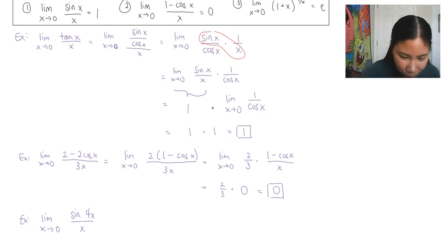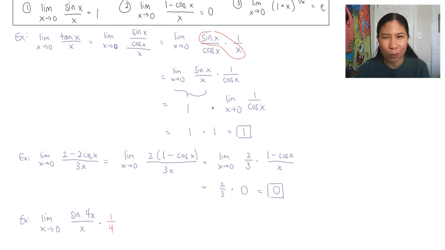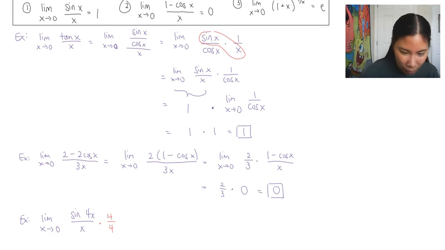So what I'm going to do, it's kind of tricky. I'm going to multiply this by 1/4. But of course, I can't just multiply something by 1/4 because that changes the value of it. So if I multiply by 4 over 4, then that'll give me the chance to change the bottom into 4x. But really, I'm just multiplying by 1, so I'm not changing the value of anything.